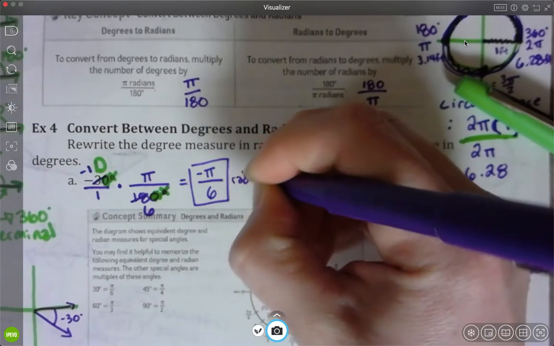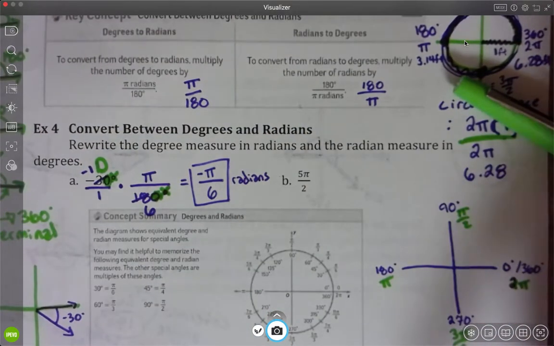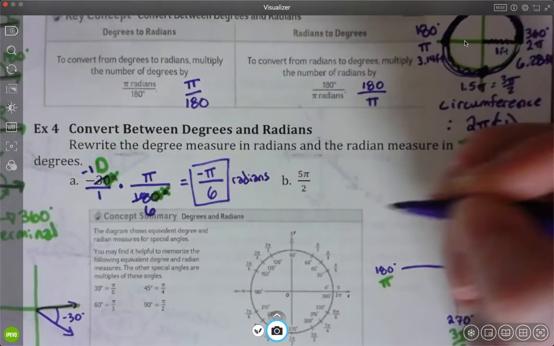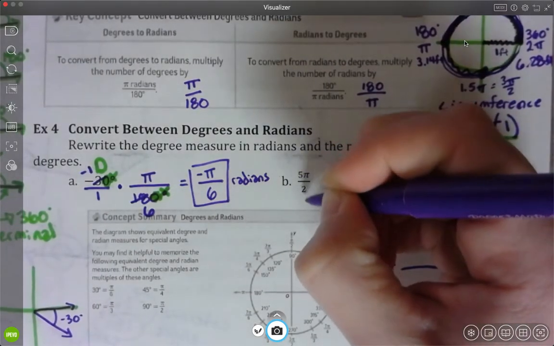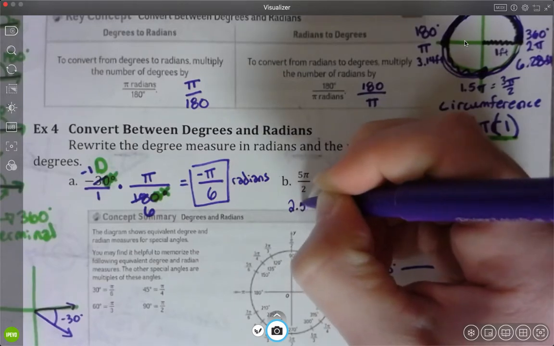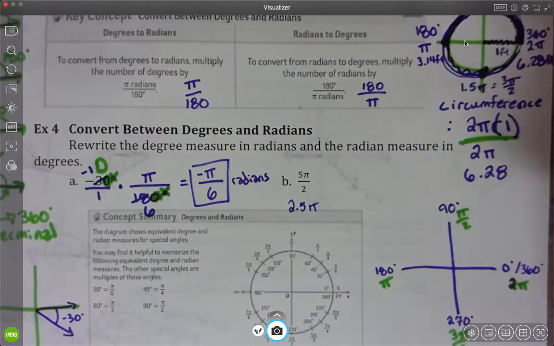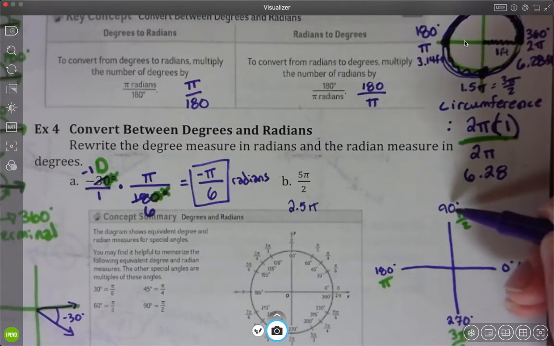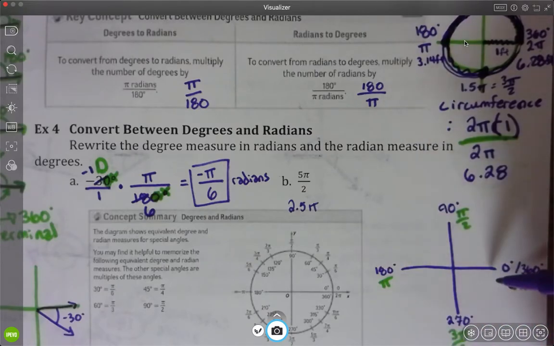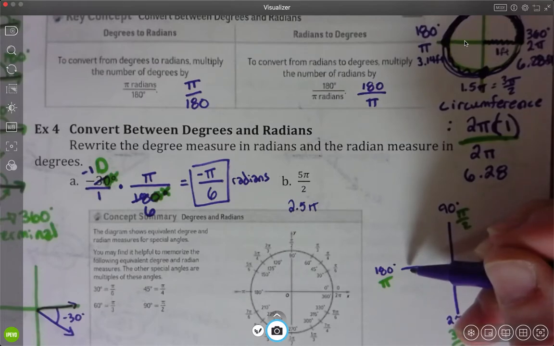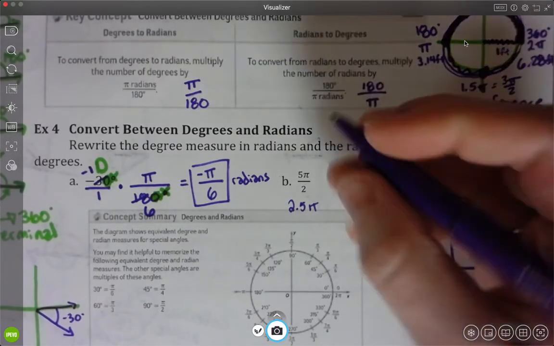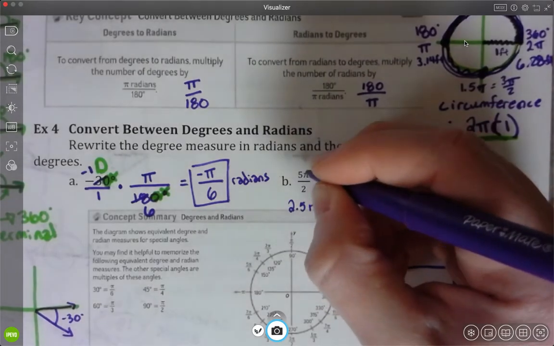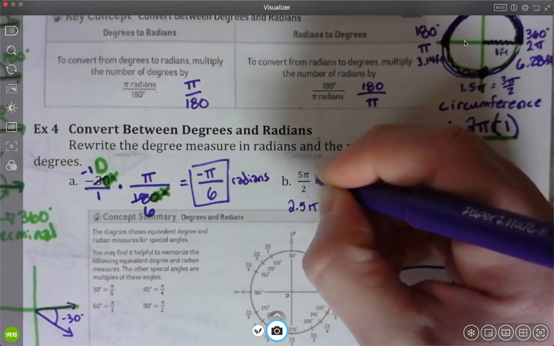Okay, all right, the next one, they say 5 pi over 2. Okay, 5 pi over 2, if I take 5 and divide by 2, that's 2½ pi's, right? So if 2 pi is one full circle all the way around, 2½ pi's is going to be one full circle and a half of a circle, right? It's going to land me kind of over here, okay? So let's figure out how to convert 5 pi over 2 to degrees, okay?